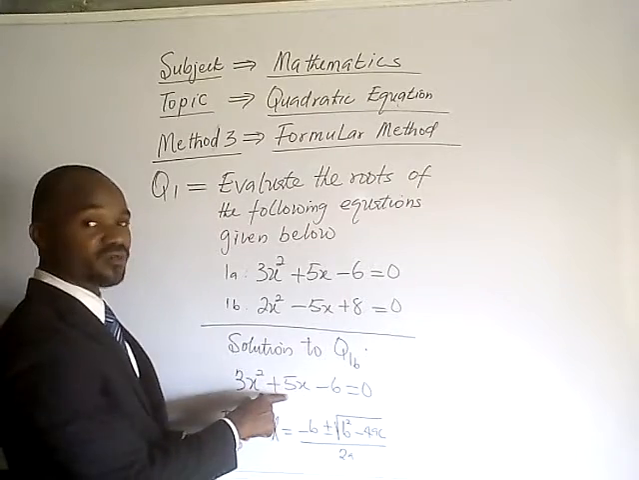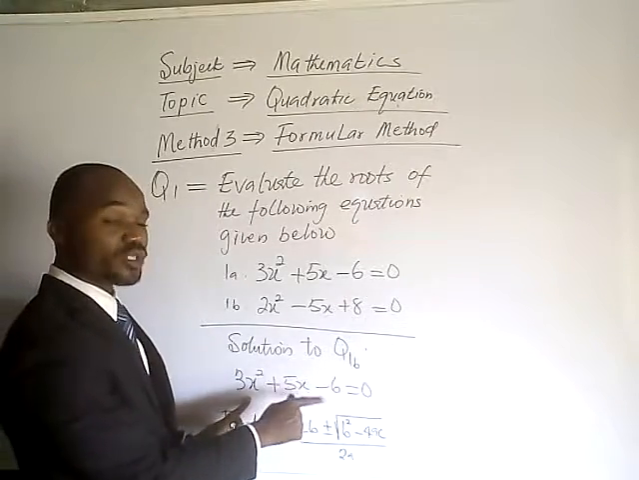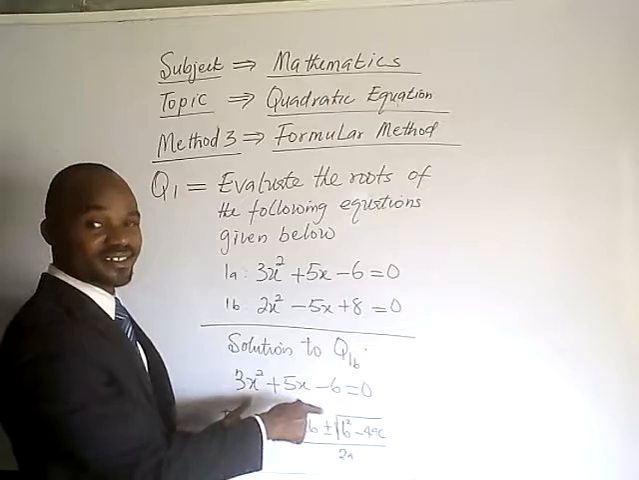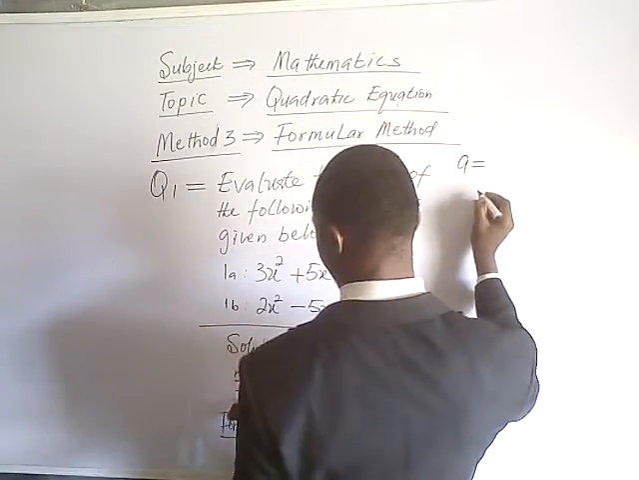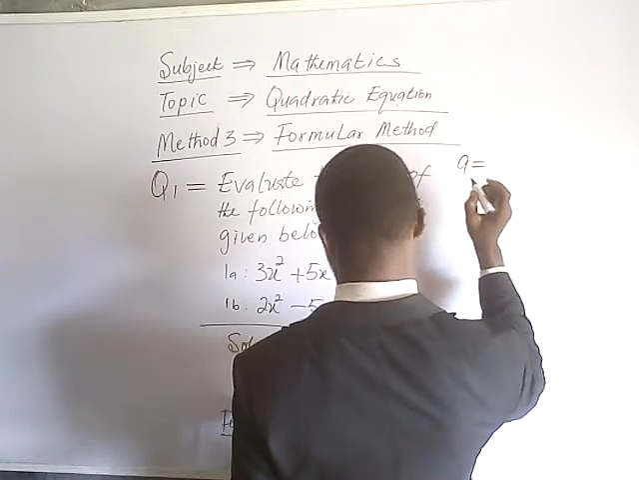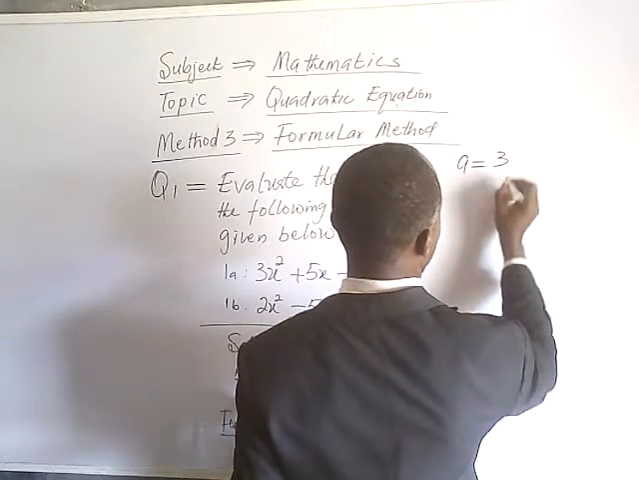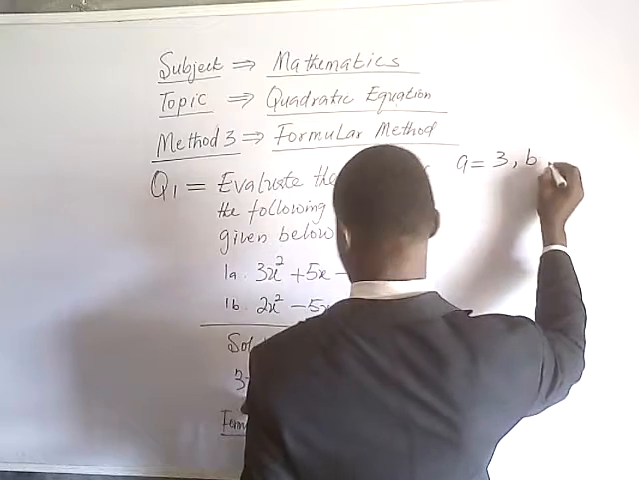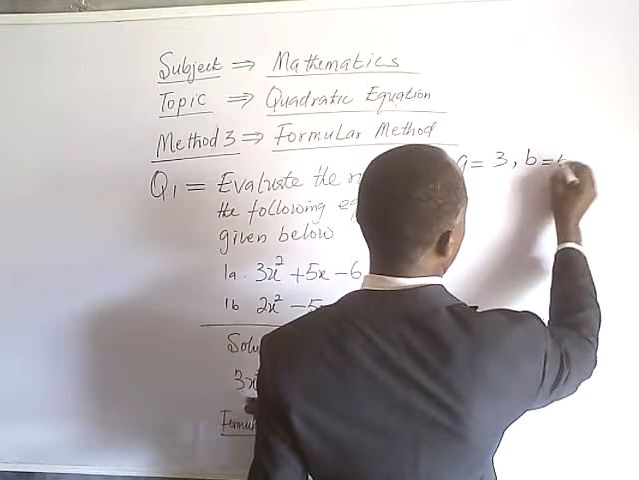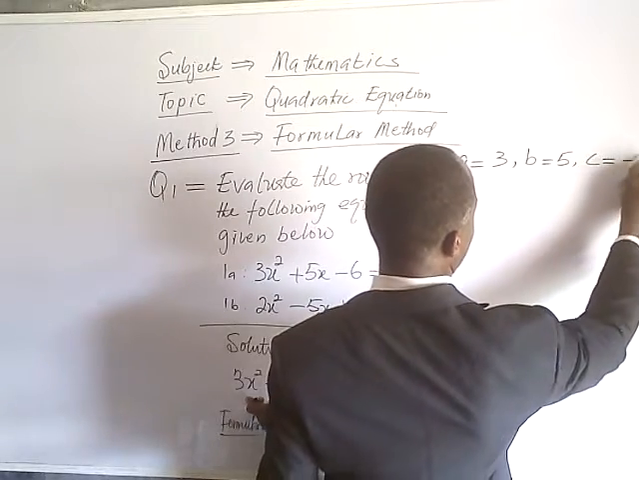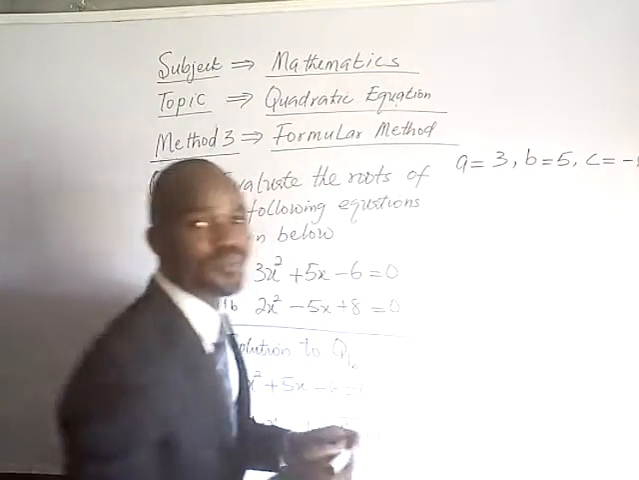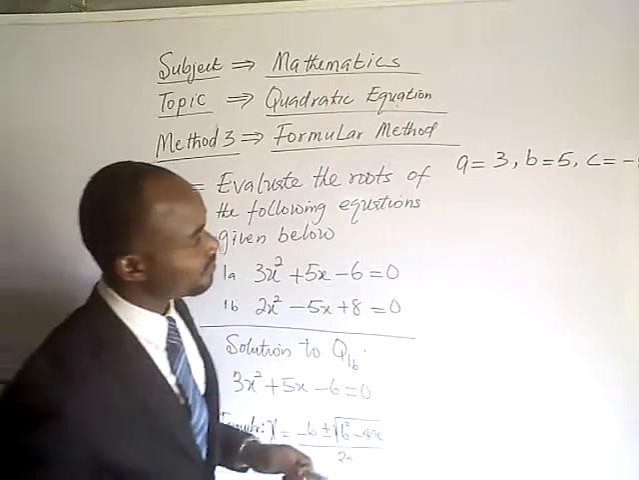The coefficient of x here is 5, and that is b, while the constant term c is 6. Okay, we go by that. A, the coefficient of x squared from the original equation, is just 3, b is just 5, and c, the constant term, is minus 6. Okay, this will guide us.